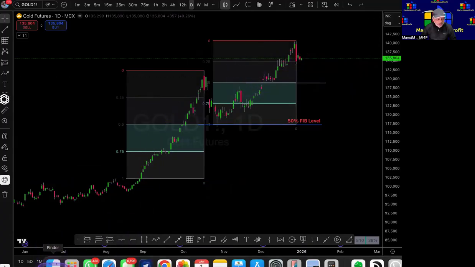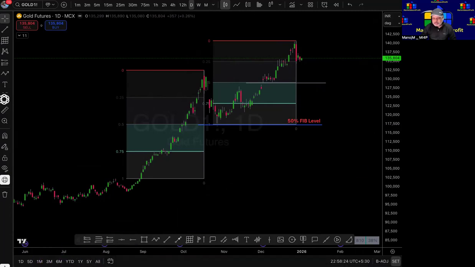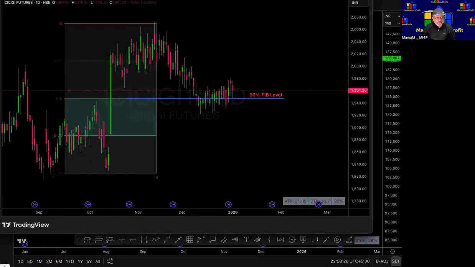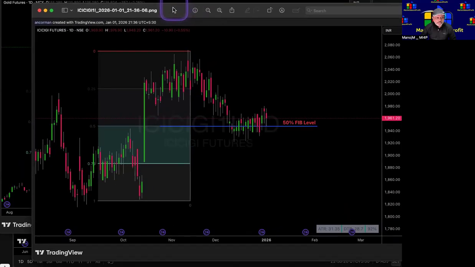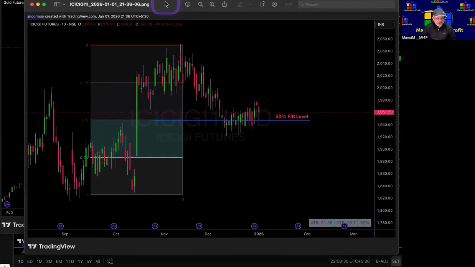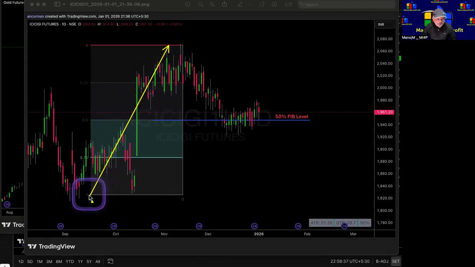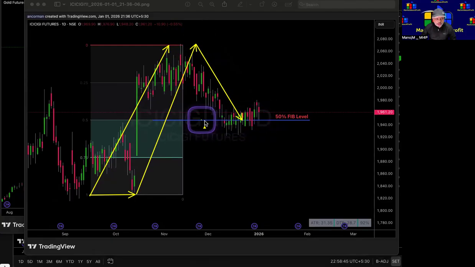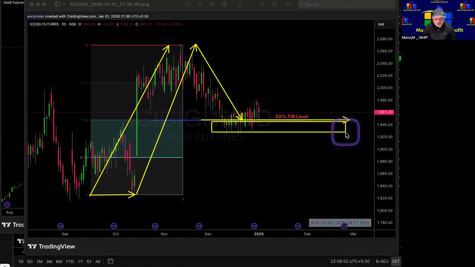I'm going to go back to my charts. This is another chart, ICICI General Insurance. Very similar. We went up from here, we came down. Where have we come down? To the 50%. And now what's happening at the 50% level? Very simply put, we are facing some kind of support. You see all the support?